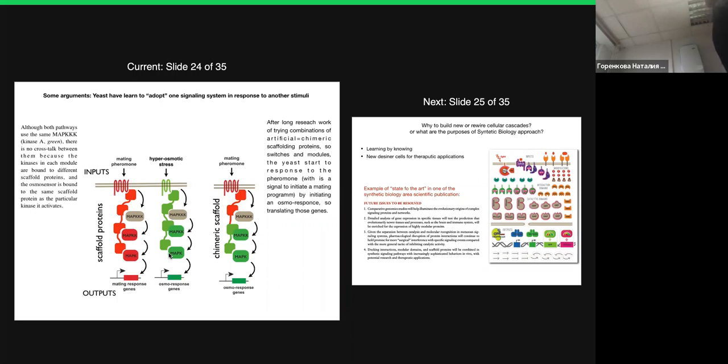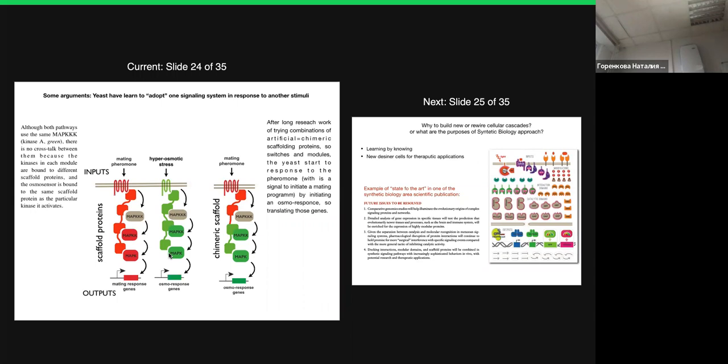So the two main systems they use are for mating and for coping with osmotic stress, the changing osmolarity of their environment. Different MAP kinase cascades are involved. They're all MAP kinases, but different types of MAP kinases, and different scaffold proteins attached to these MAP kinases.